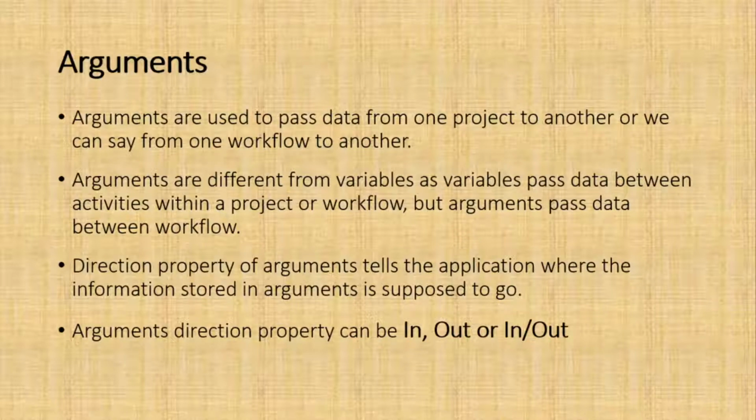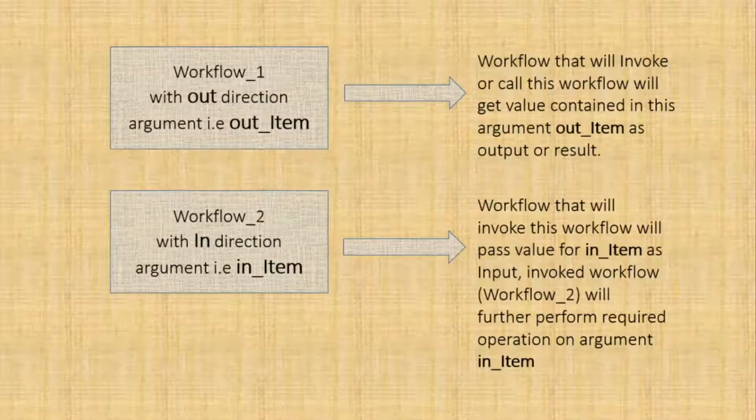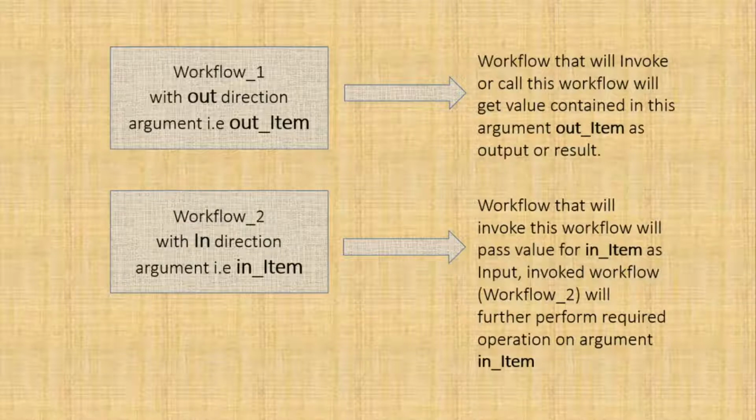The direction property of arguments tells the application where the information stored in the arguments is supposed to go. The arguments direction property can be In, Out, or In/Out. Now let me explain with the help of this diagram. Suppose we have Workflow_1 with an Out direction argument, out_item.